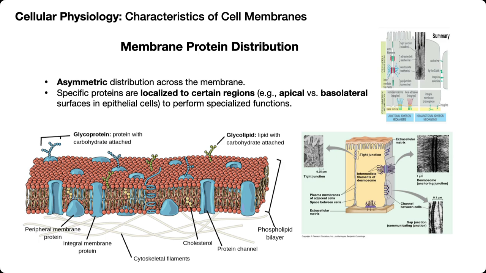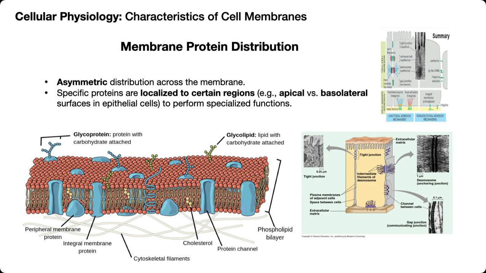And you're going to see that. So we call that an asymmetric distribution across the membrane. There's no particular pattern to the distribution of the proteins. They're just going to kind of be randomized. They're not going to have any predictable pattern, okay?